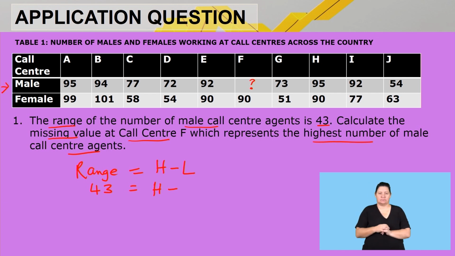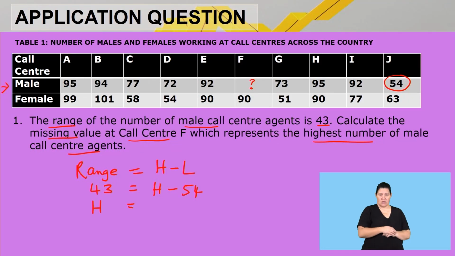So looking at the males, I can find the lowest number. Right? So let's go through them: 95, 94, 77, 72, 92, 73, 95, 92, 54. I'm sure you'll agree with me that 54 is the lowest value here. So therefore, I'm going to say 54. Okay? Now, I'm looking for the highest value, but my formula here says I'm calculating the range. So it becomes important now to change the subject of the formula. Now I'm going to make the highest value the subject of the formula.